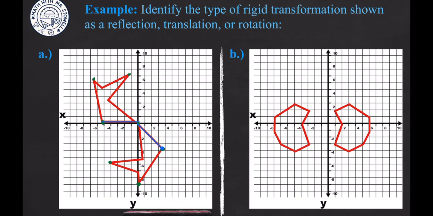In option B, this is a reflection. Notice that they are a mirror image. In fact, if we were to drop a vertical line right here, the line of symmetry, we notice that each vertex is going to be the same distance to that line as a vertex on the other side. So this one is going to be a reflection.